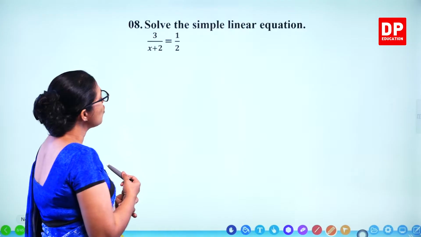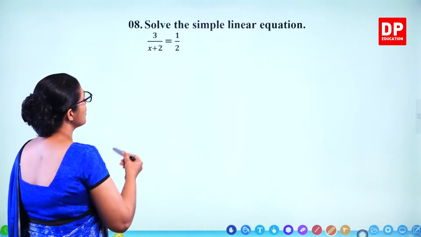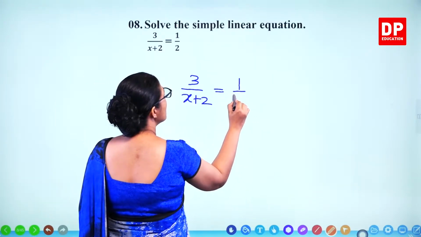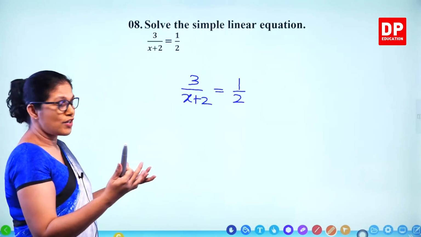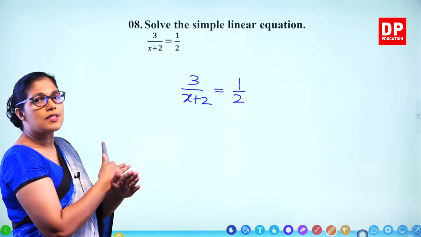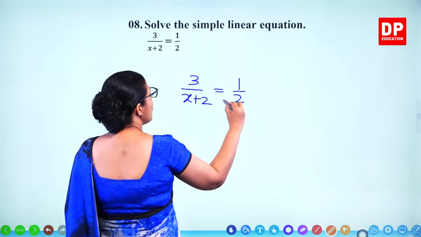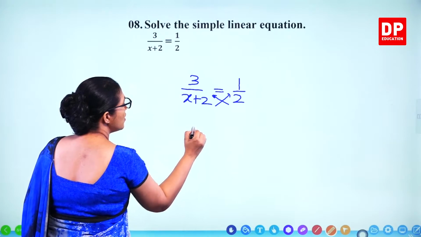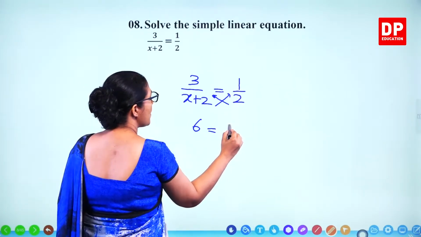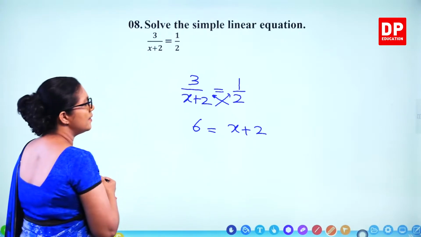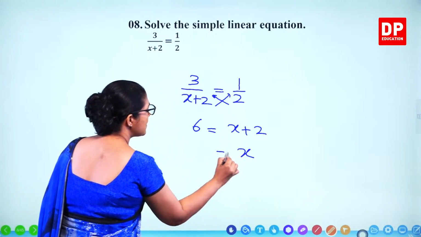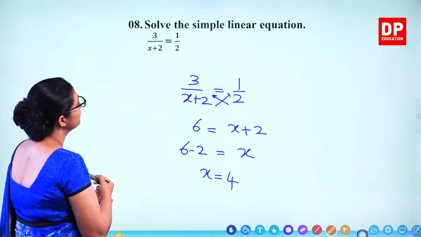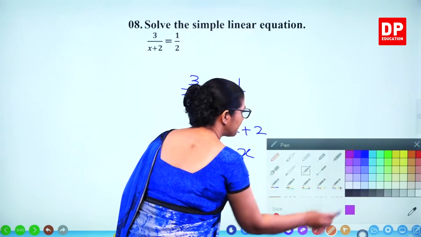Question number 8. Solve the simple linear equation. So 3 over x plus 2 equals half. So when you get two fractions like this, we say we are cross multiplying. So when you are cross multiplying, what happens? 3 times 2, 6 comes here. 1 into x plus 2, that's x plus 2 comes here. Now what is x? Take 2 to this side. 6 minus 2, that's 4. So you get 2 marks for that.